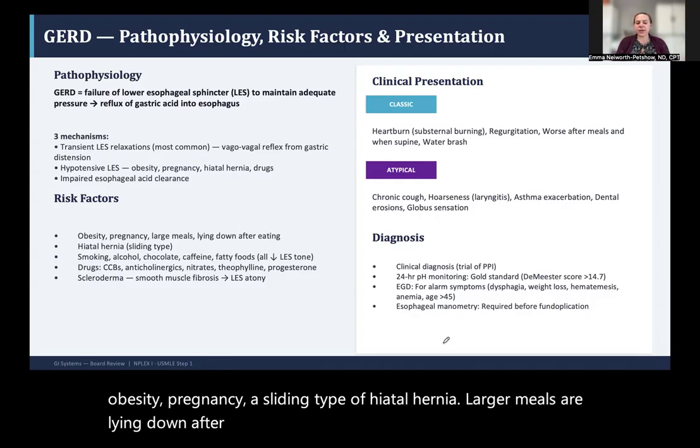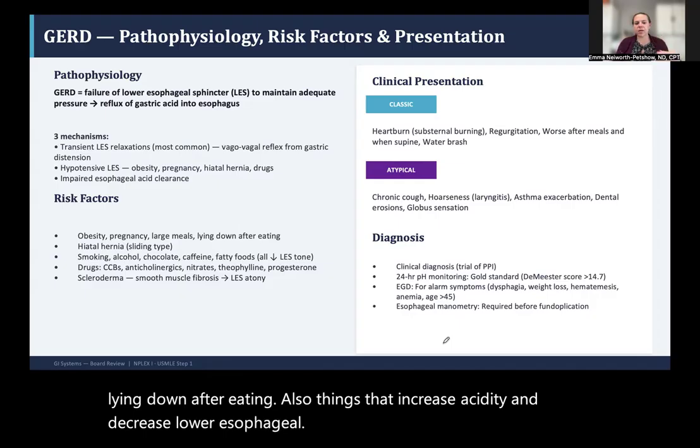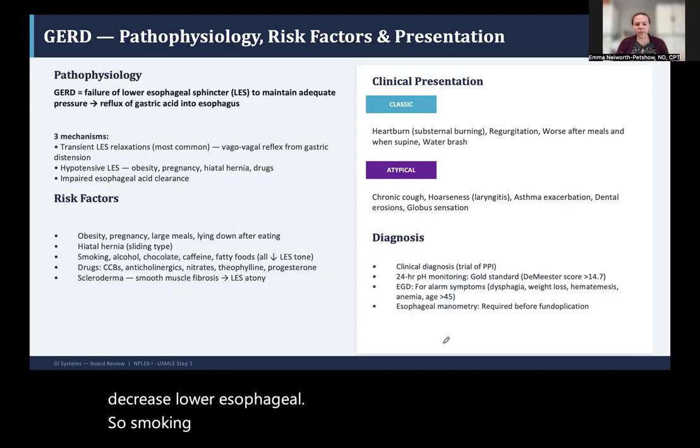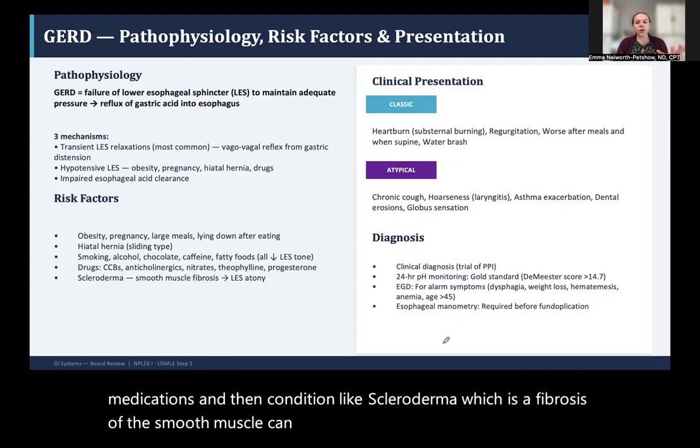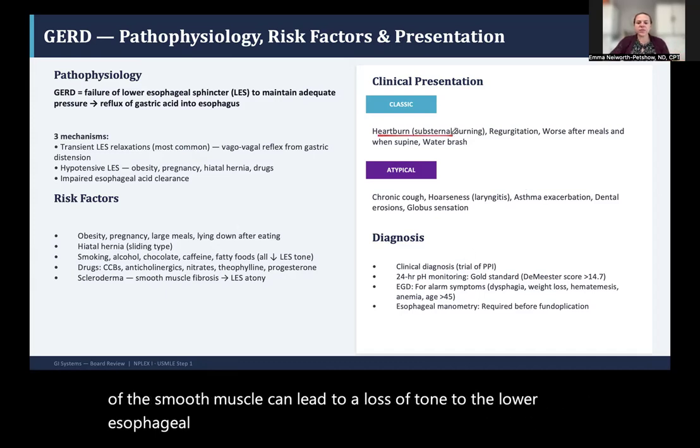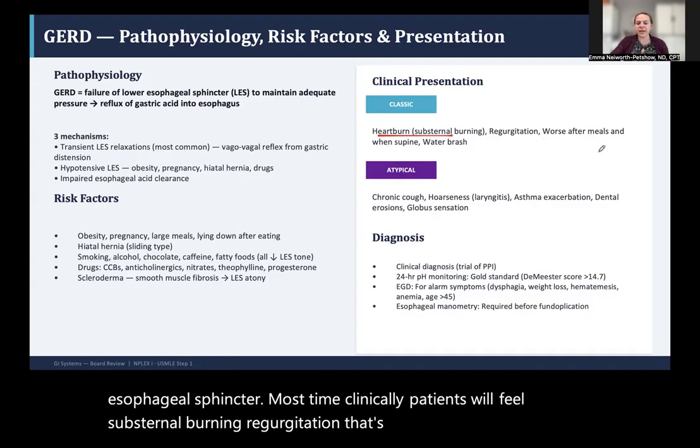Also, things that increase acidity and decrease lower esophageal tone, so smoking, alcohol, coffee, caffeine, fatty foods, certain medications, and then a condition like scleroderma, which is a fibrosis of the smooth muscle, can lead to a loss of tone to the lower esophageal sphincter. Most times, clinically, patients will feel substernal burning, regurgitation that's worse after meals and when lying down.